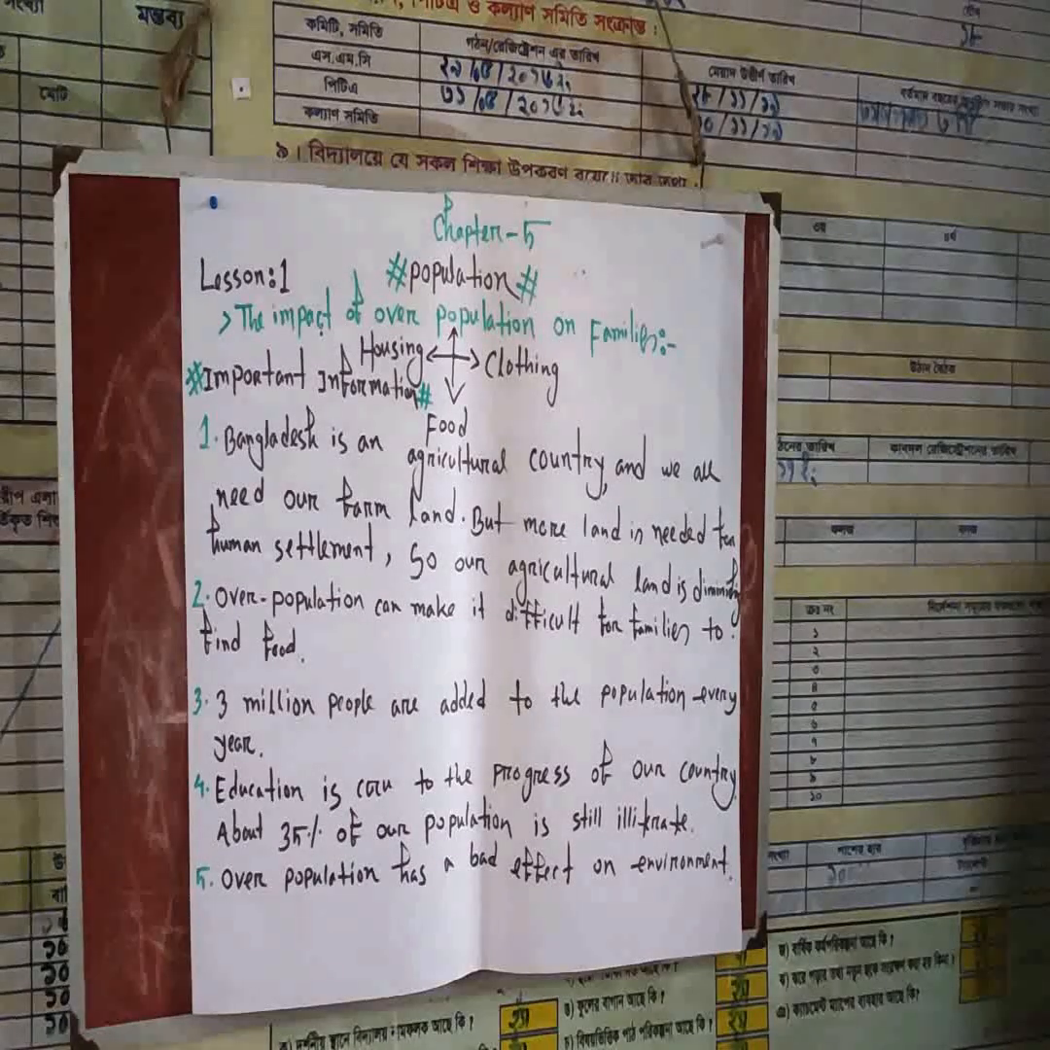Today's class is for the students of class 5, English version, and the subject is Bangladesh and Global Studies. Today I'll discuss chapter number 5.